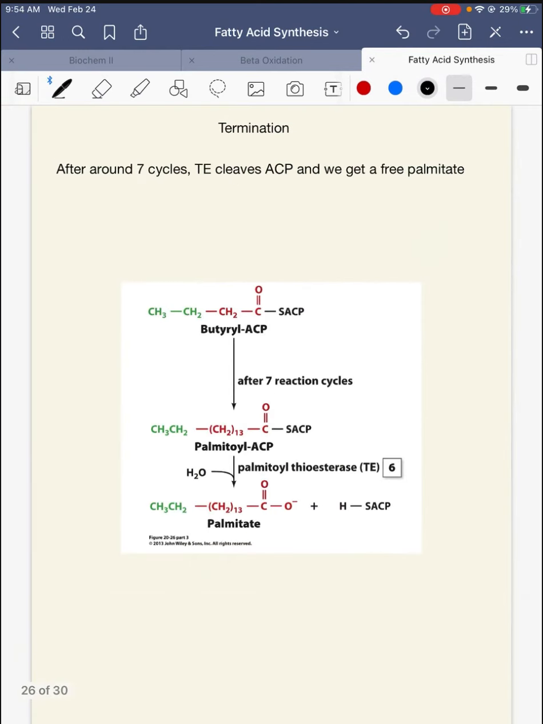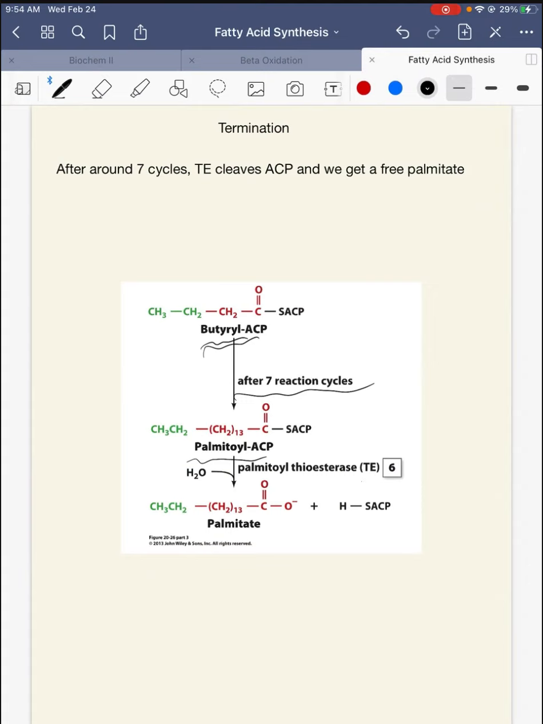Okay, so we do that 7 more times. No wait, this is the butyl ACP. We do it 7 more times. So we add 7 more 2-carbon donors, and then we'll end up with palmitoyl ACP, and then this is the termination.